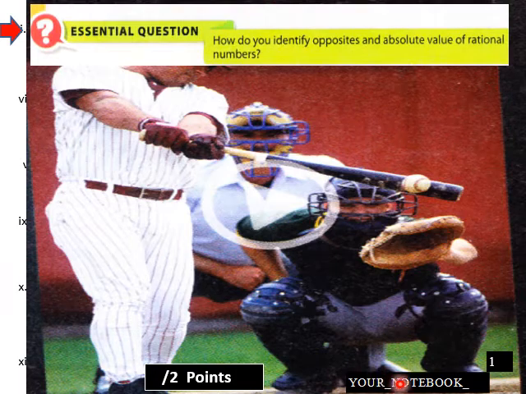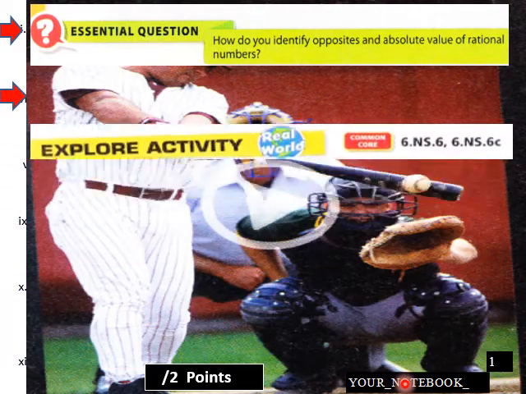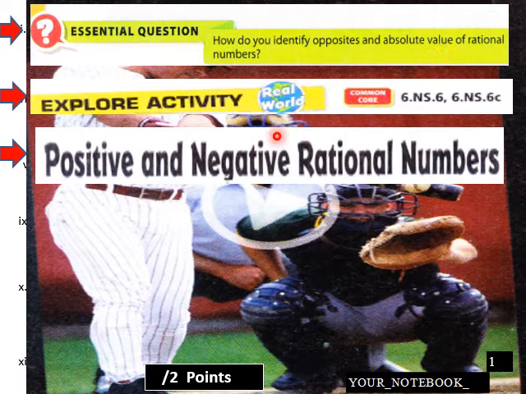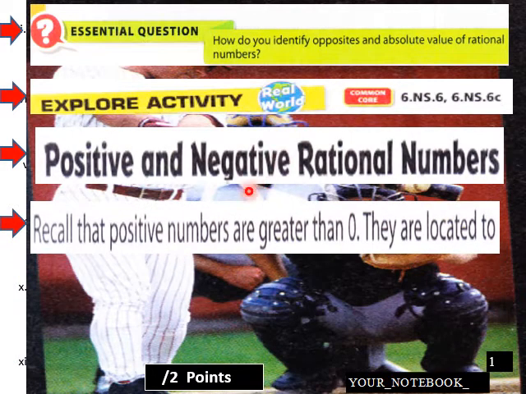Into our lesson today, starting out with a notebook entry, page 1. How do you identify opposites and absolute values of rational numbers? We're back into absolute value again. Positive and negative rational numbers.